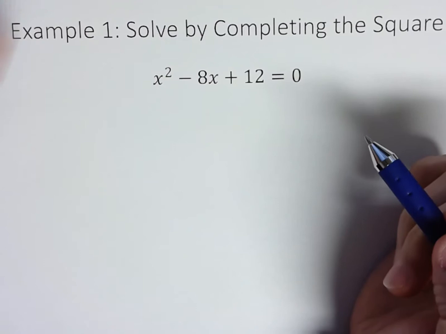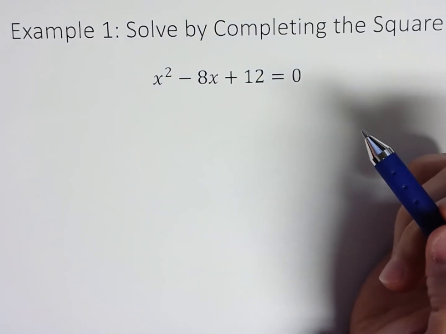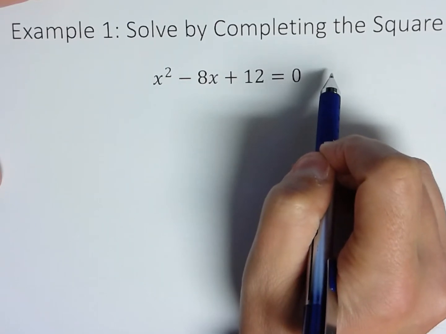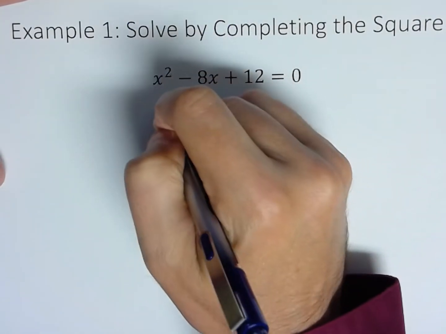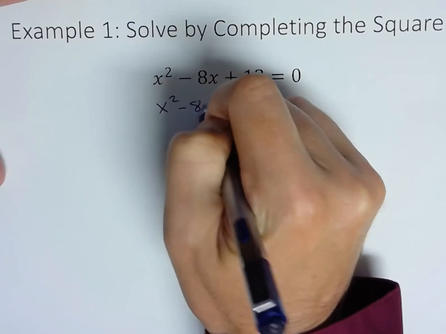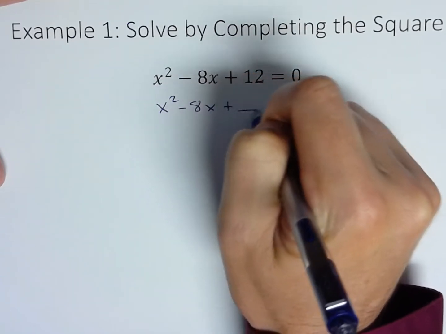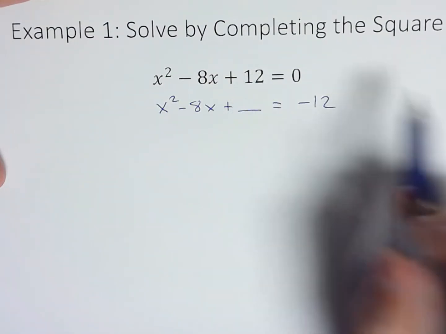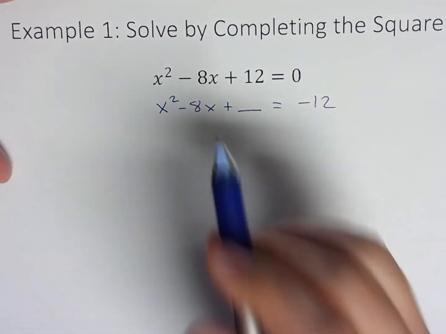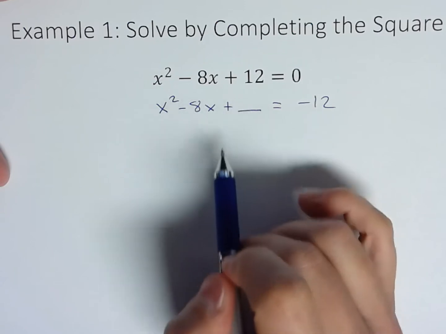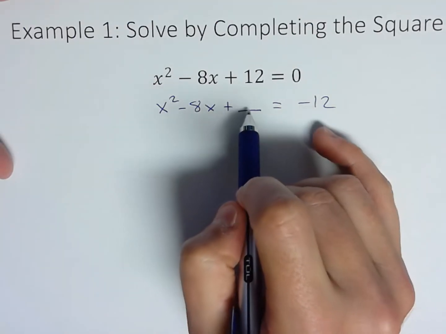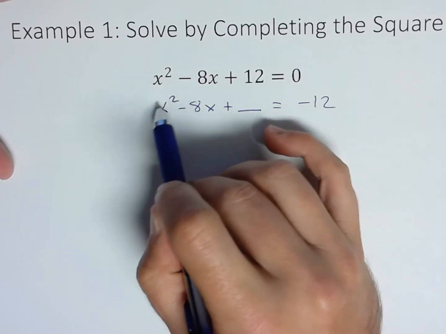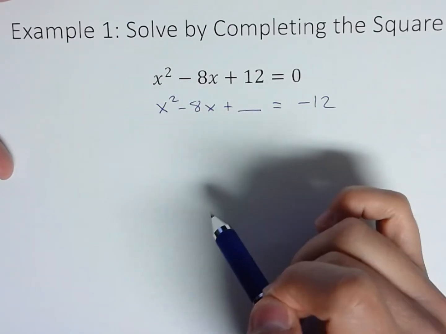So think about those steps I showed you on the previous slide. First we're going to take this 12 over to the other side. So x squared minus 8x plus something equals negative 12. I just took that 12 over to the other side. And I like to go ahead and draw myself a blank to remind me what I'm doing. So we want to put a number in here now that makes a perfect square. So this side will become a nice perfect square.